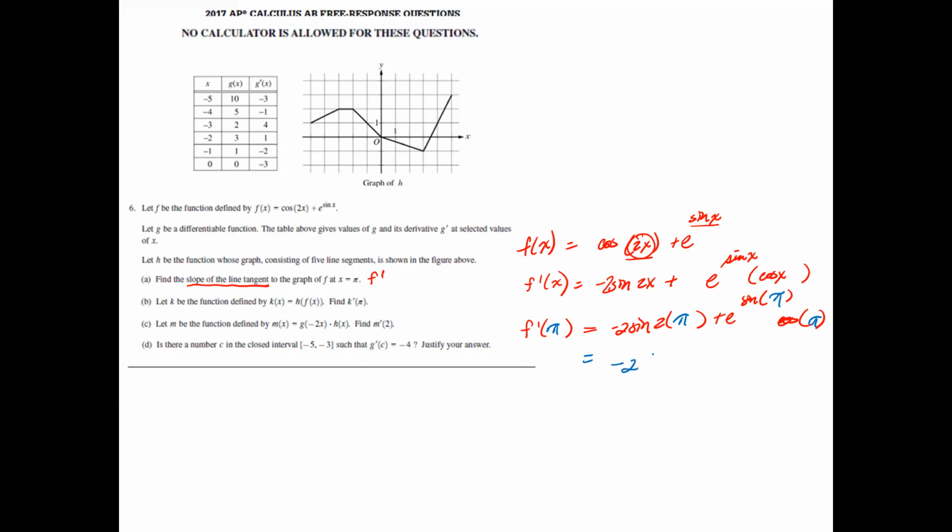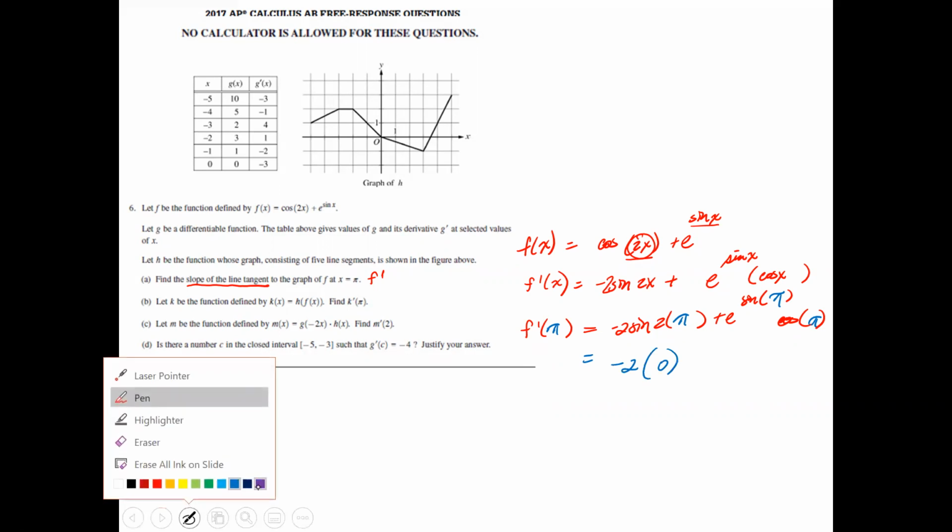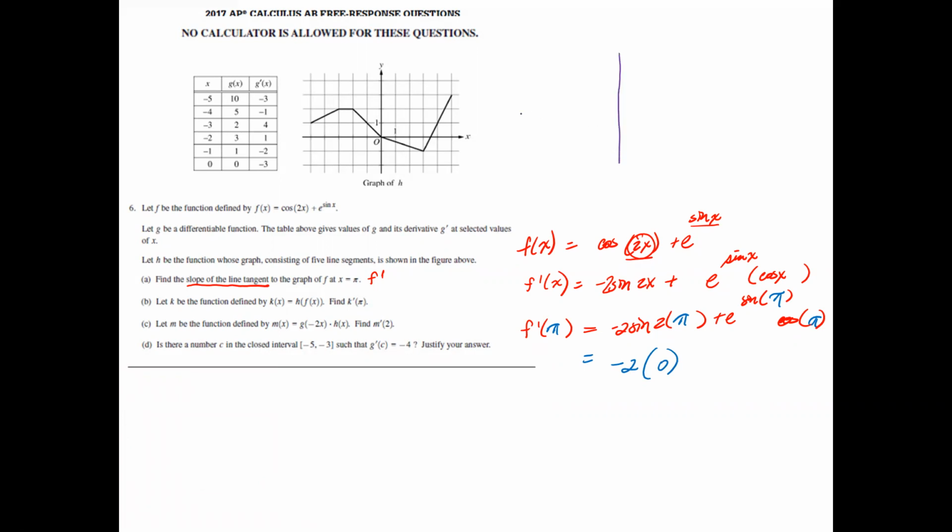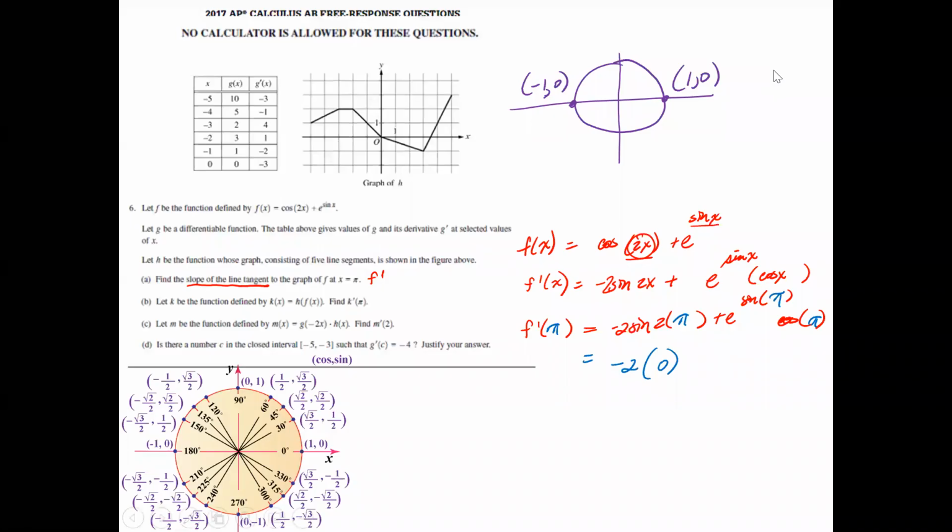Then looking at this part, for f prime of pi, sine 2 pi is going to give you, excuse me, actually it's just going to give you a 0. You can think about where the location of 2 pi is, and it's going to give you 0. You know this because if you draw this on the unit circle, at 2 pi, in full rotation, it's negative 1, 0, and 1, 0.